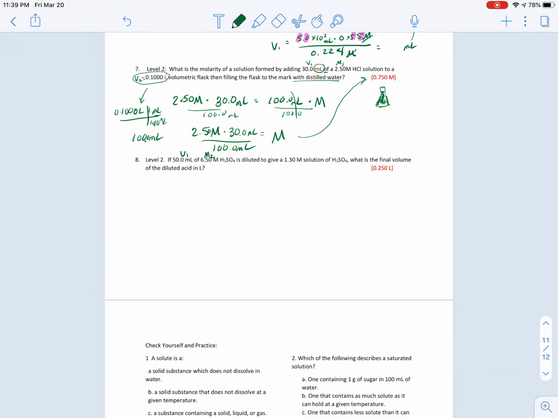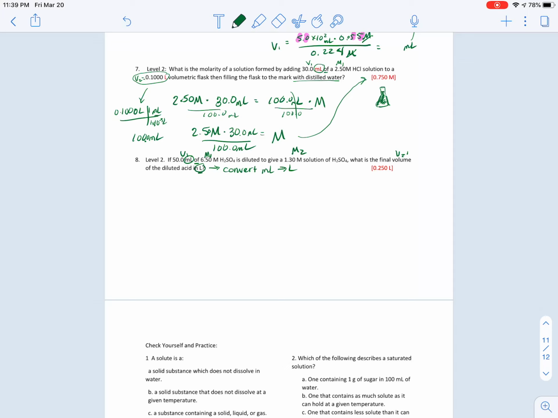And last one. So if we have 50 milliliters of a 6.50 molarity, so again, volume 1, molarity 1, is diluted to give molarity 2, so this is our second molarity. What is the final volume in liters? So quick check. Are these the same? They're not the same.